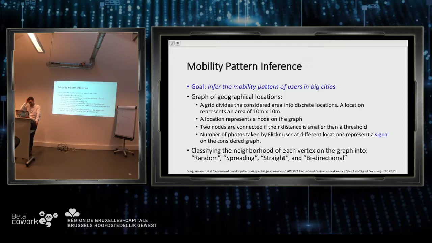Then what these guys did is that for every user, they considered the number of photos that this user is posting on Flickr at different locations. And then this would create a signal on the considered graph, right? So a user is basically moving across the nodes, and whether it passes through a node, how many times it passes, or how much time it stays in that node, can be expressed by the number of photos that it has posted on Flickr, or the number of posts on social media that it has made from this particular location, right?